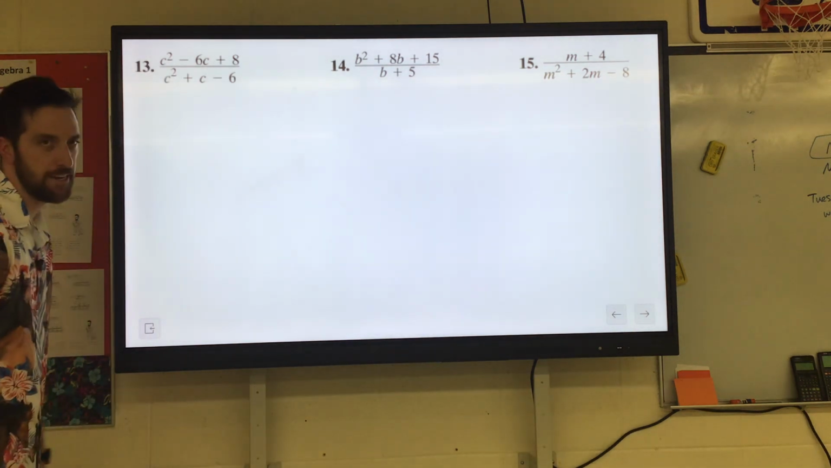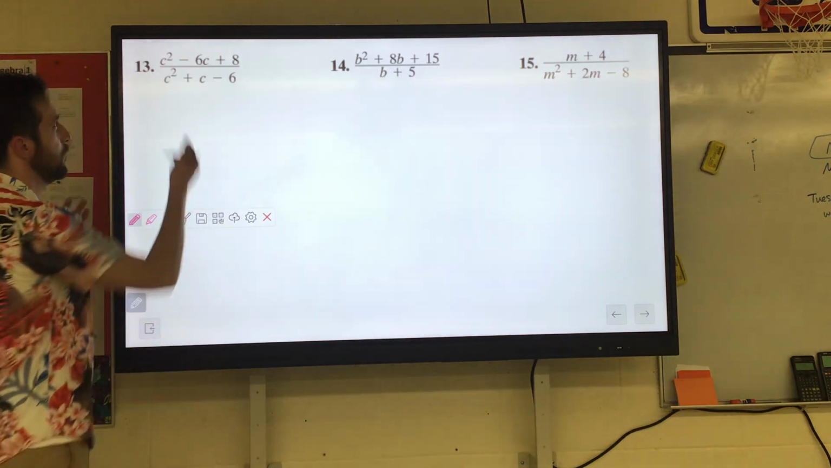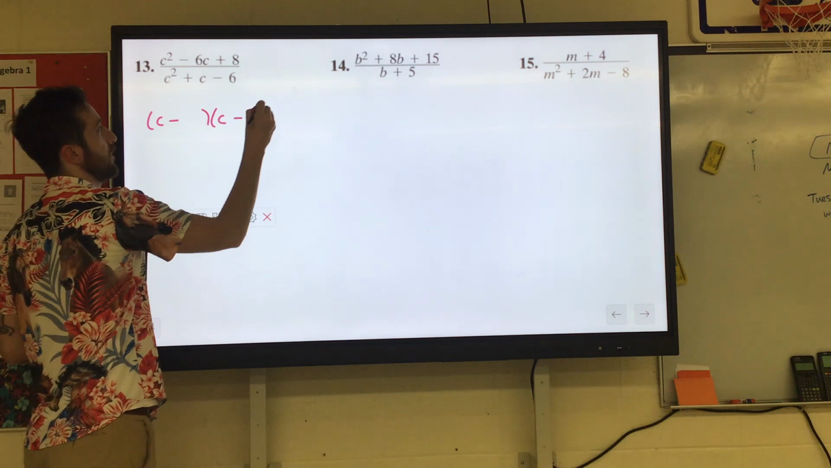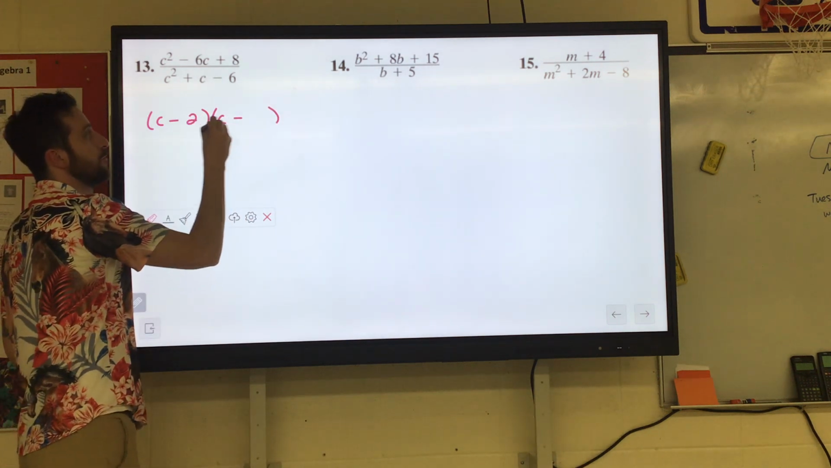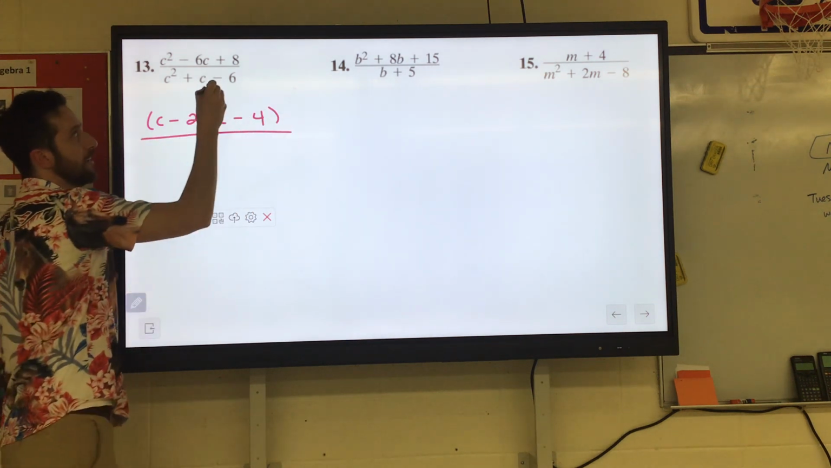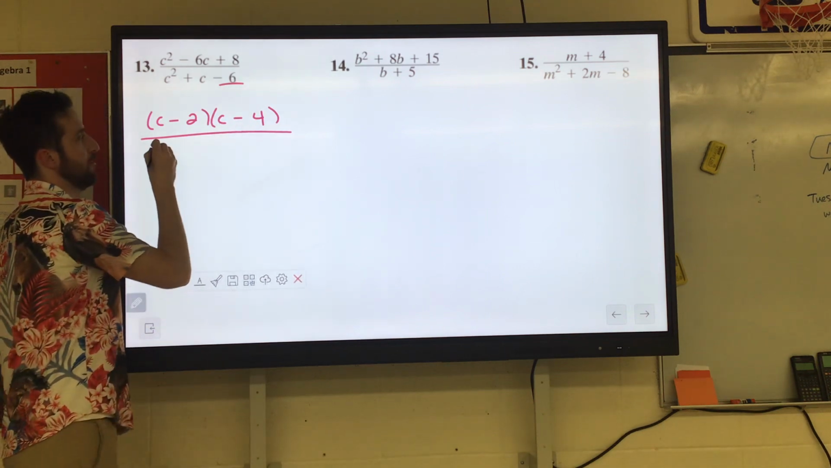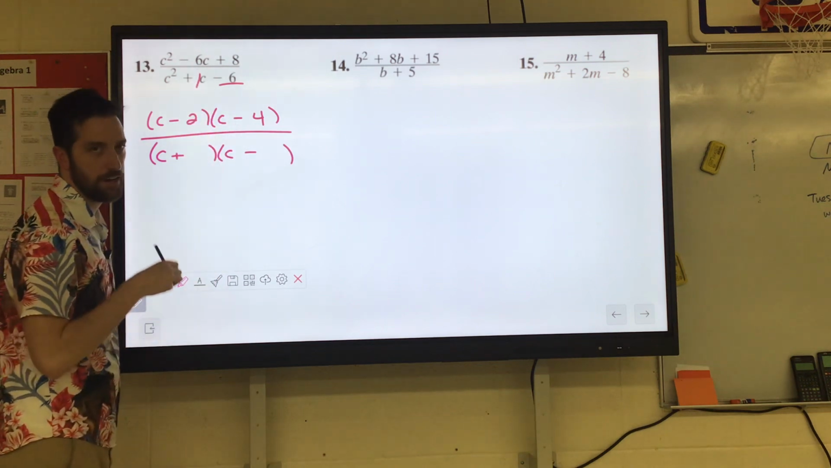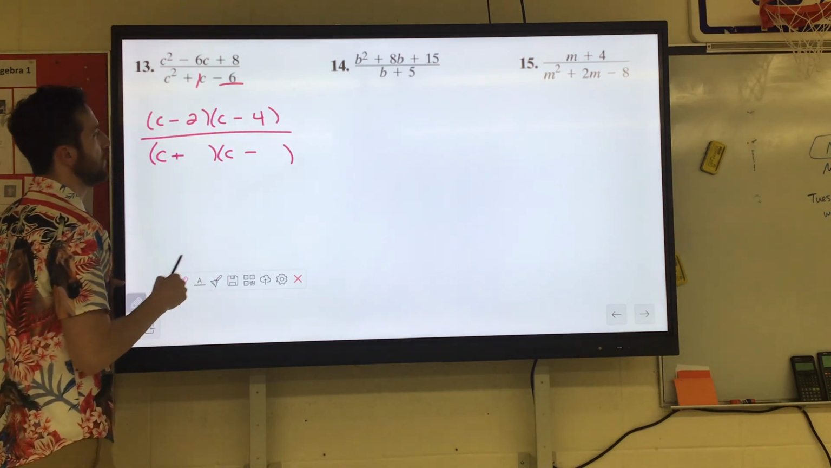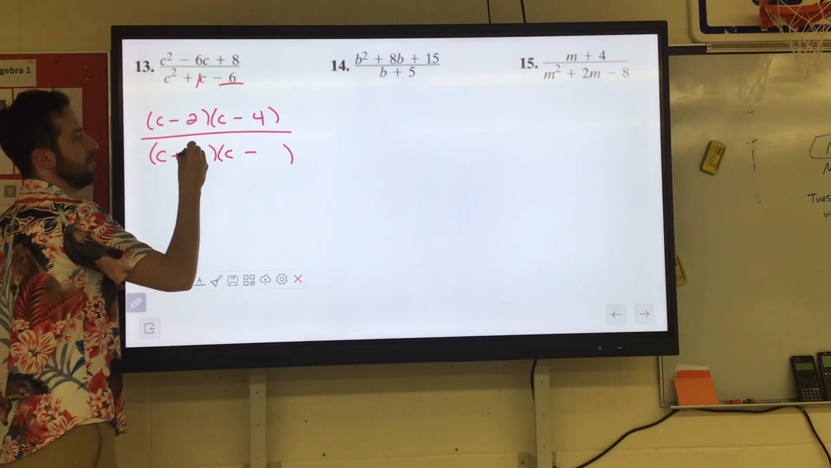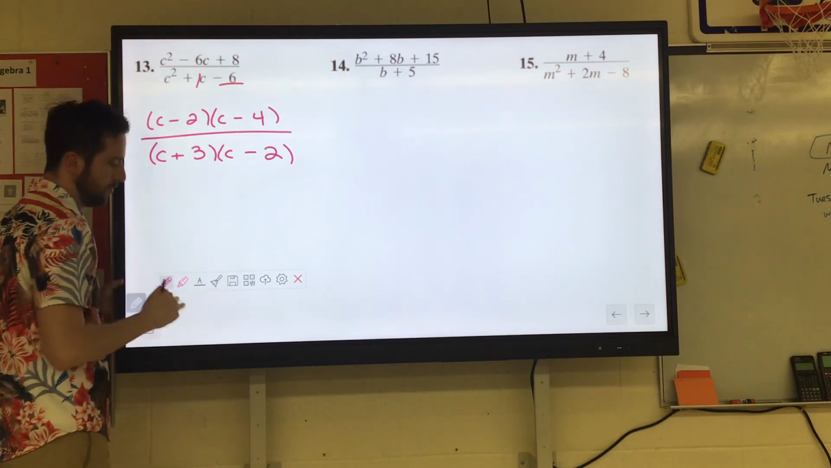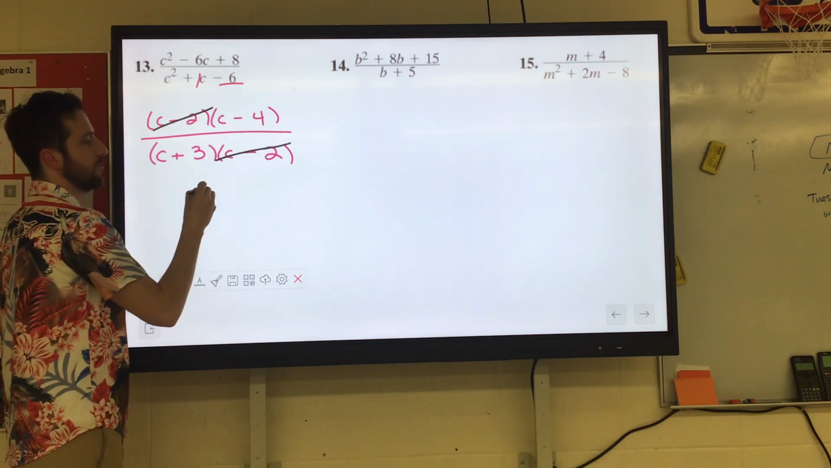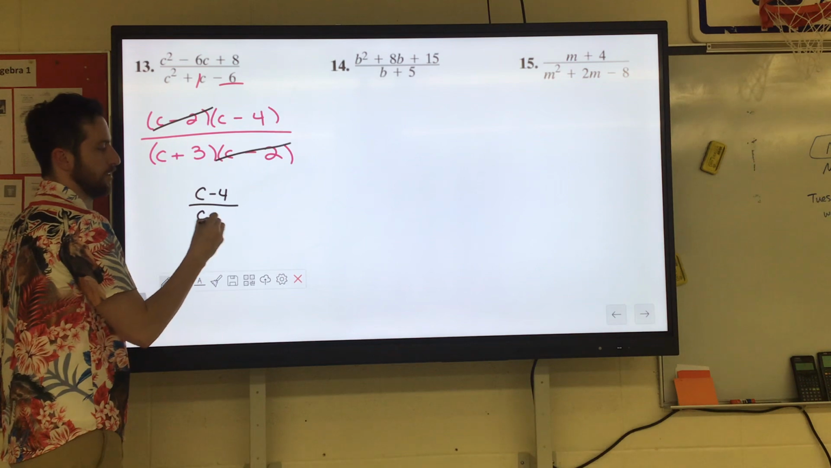It ends in plus 8, so they're both plus or both minus, but it adds up to negative 6. That means they're going to have to both be minus. Factors of 8 that add up to 6 would be 2 and 4. Denominator, it ends in minus. That means it's got to be one of each. C plus, c minus. They have to be 1 apart. Factors of 6 that are 1 apart are 3 and 2. So to make them add up to positive 1, it'd be plus the 3, minus the 2. Now we have the c minus 2 in common that we could get rid of. That leaves us with c minus 4 over c plus 3.